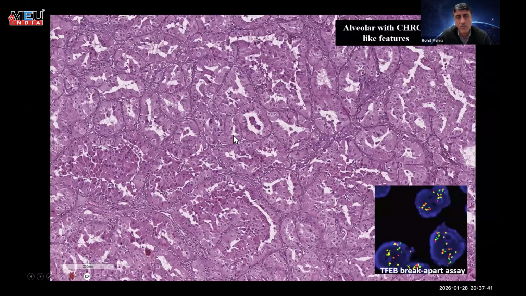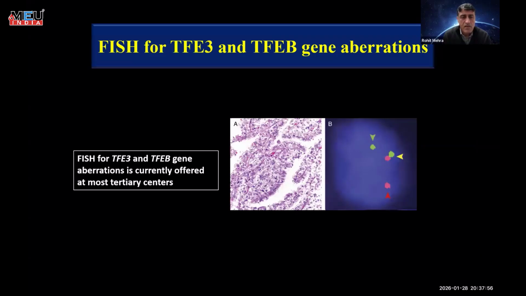So I think we should remember that TFE-B amplified renal cell carcinoma can show diverse looks, forms, and morphologic appearances under the microscope. For example, this is a tumor with an alveolar phenotype with chromophobe RCC-like features. Like I mentioned, FISH for TFE3 and TFE-B gene aberrations is currently utilized for diagnostics for these tumors, and FISH for these aberrations is currently offered at most tertiary centers all over the planet.